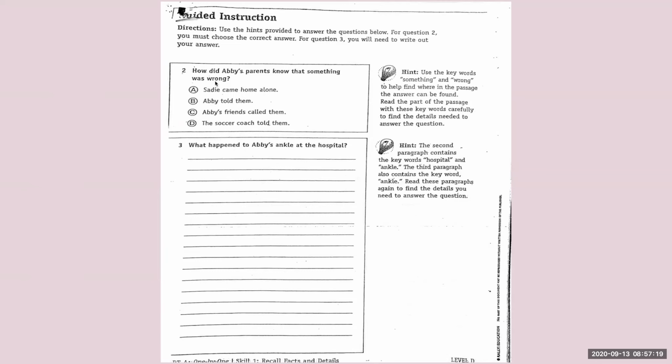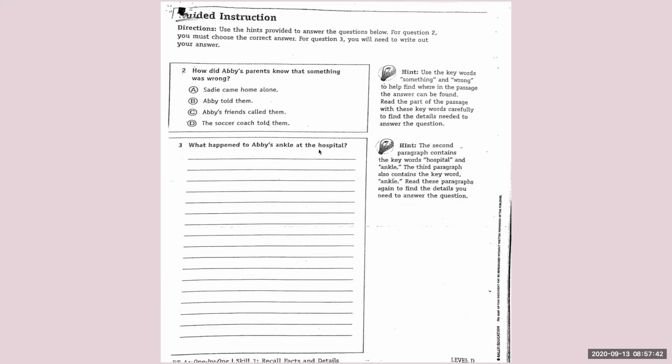Now, numbers 1 and 2 were what we call multiple choice, which you're probably very familiar with. But you are also going to be presented with questions like number 3. This is an open-ended question, so you're going to actually have to write out your answer. It says, what happened to Abby's ankle at the hospital? If you look at the hint over here, it wants us to make note of the word hospital and the word ankle. So as we're reading, when we find something that talks about Abby's ankle at the hospital, we're going to want to pause and go back to the questions.